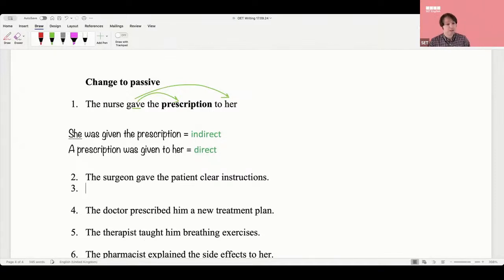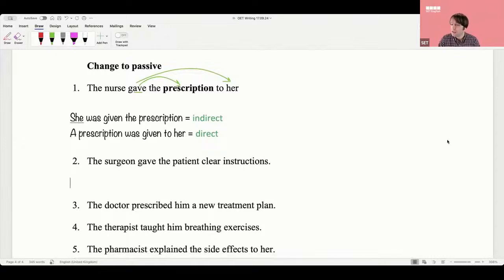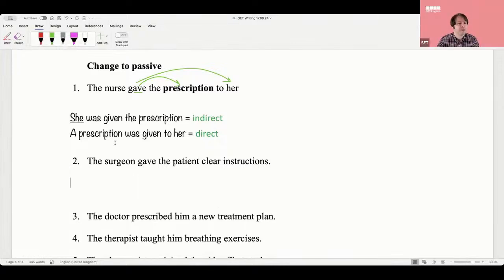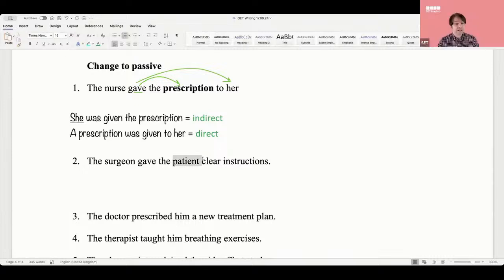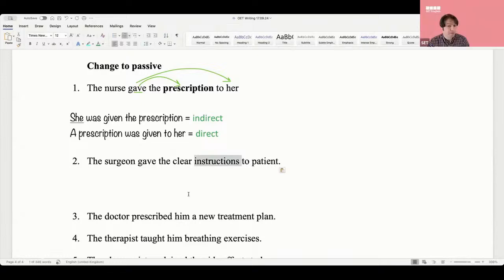Okay, what about this one, guys? The surgeon gave the patient clear instructions. Elvan, can you say hello? Hello. Elvan, so where is the direct object here? Clear instructions. Yes, because again we can change it: clear instructions to the patient. So this is the direct object and this is the indirect object. Let's start with the direct object, please.